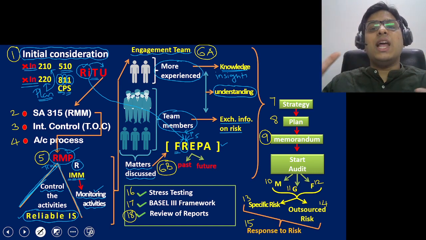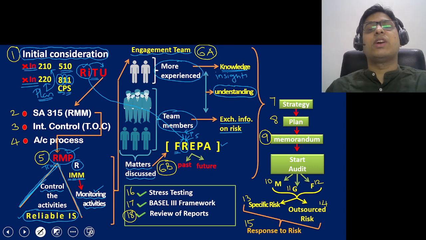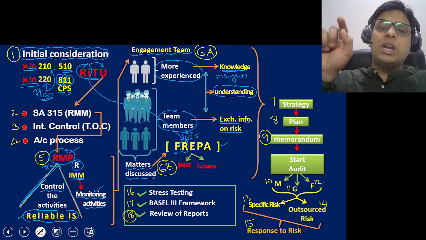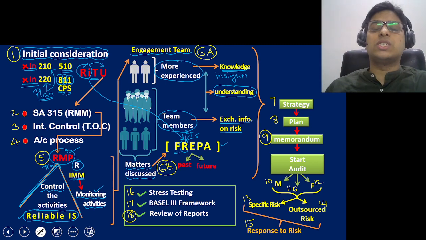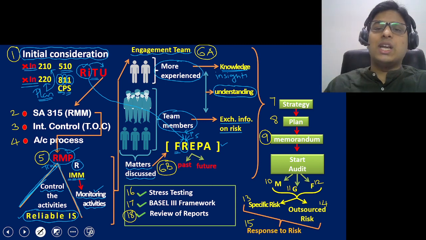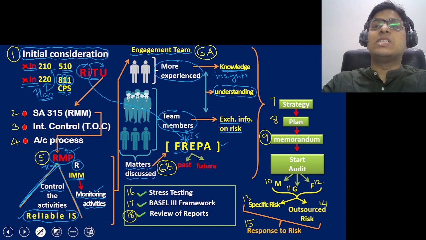You feel the problem is there everywhere. That is basically this pervasive risk. What do you mean by specific risk here? Specific risk basically means that there is a pinpointable risk. For example, you can pinpoint at debtors and say that debtors are overstated by 2 crores. You can pinpoint at creditors and say that they are understated by 2 crores. That is called your specific risk, or we say risk at the assertion level.